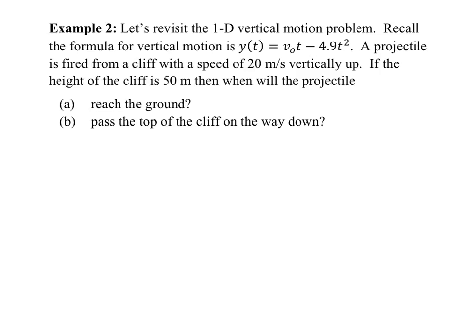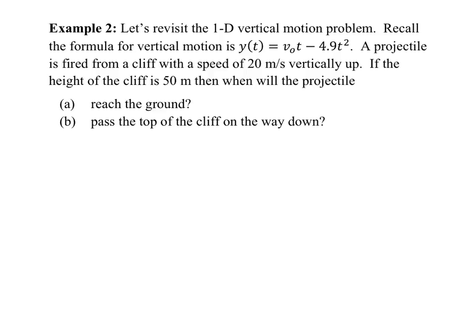So let's revisit this problem. Let's take a look again at the 1D vertical motion problem. This is your standard physics problem with projectile motion. And this is only up and down. You're going to look at left and right also in physics. So recall the formula given is y of t equals v0t minus 4.9t squared, where v0 is what again? What was that v0 called? Was it the initial velocity? Very good, the initial velocity.